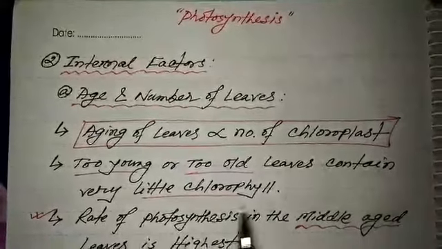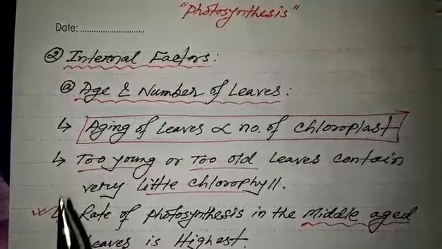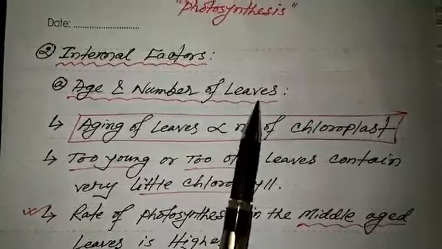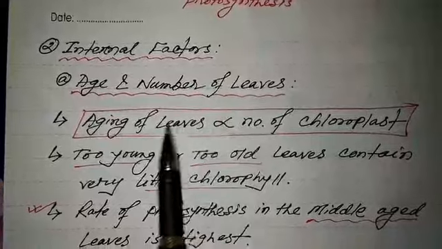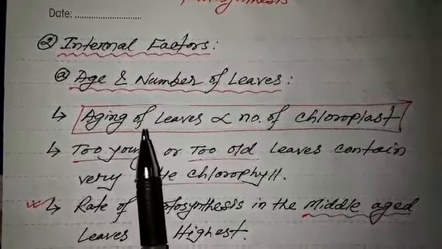Okay, now we are going to see the internal factors. First one is age and number of leaves. The age of leaf is very important, as well as the number of leaves is very important for photosynthesis.